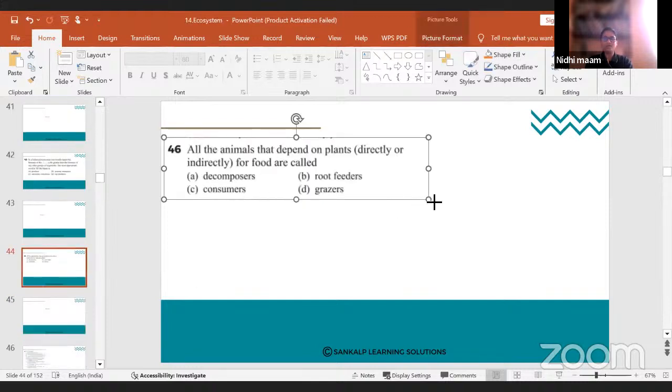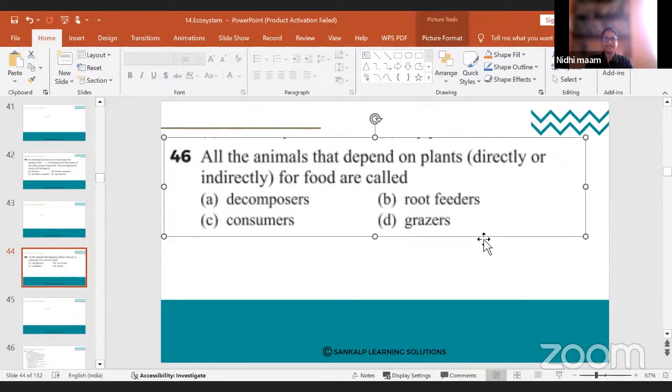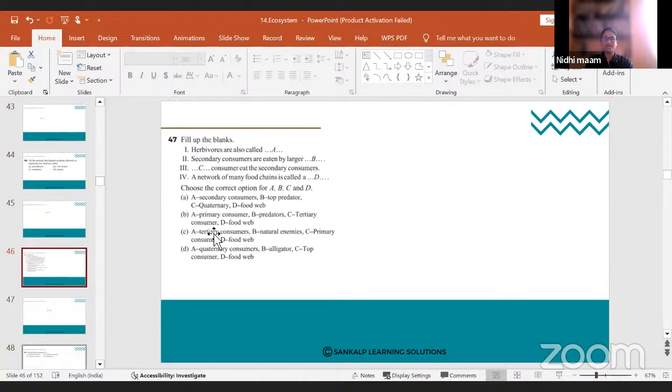Next question. All the animals that depend on plants directly or indirectly for food are called as, very easy question. A, decomposers, B, root feeders, C, consumers, D, grazers. Shabina Sheikh, Tasmiya, Kavya H, Aishu, Pavitra, Sharat. Yes, YouTube students. Ramya SN. So most of them are answering it as option C. So the right answer is option C, consumers.